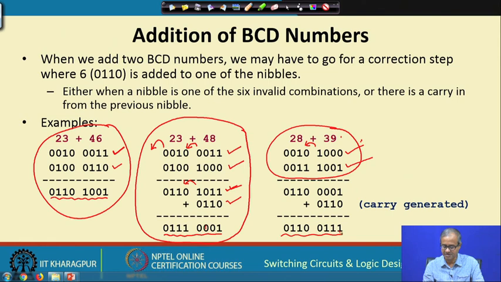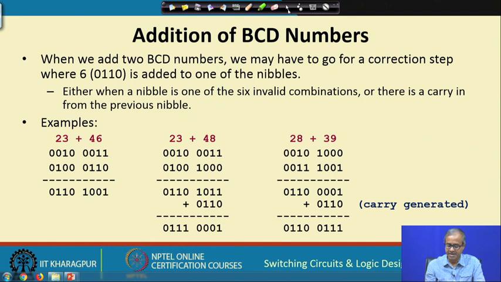Now you understand these are the simple rules for BCD addition. Whenever we have such BCD numbers, you simply add the numbers first in binary, then see if either one of the nibbles is becoming invalid or there is a carry. If either condition is true, then you add 6 to one of the digits. The example I have taken applies to the first nibble, but it can also happen to the second nibble, then also you will have to do the same thing. You will have to add 6 to it. So, the rule is like this.